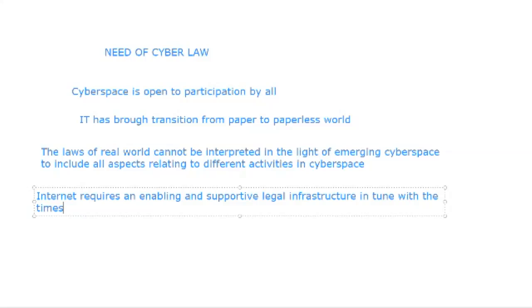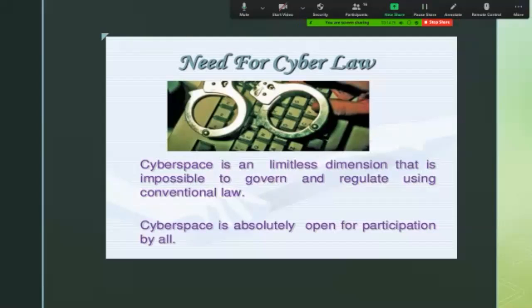Now let us go back. Cyberspace is a limitless dimension that is impossible to govern and regulate using conventional law. Conventional laws are not applicable in cyberspace. Cyberspace is absolutely open for participation by all.